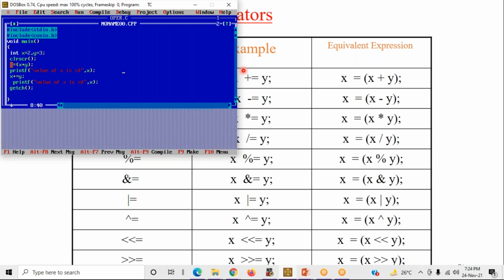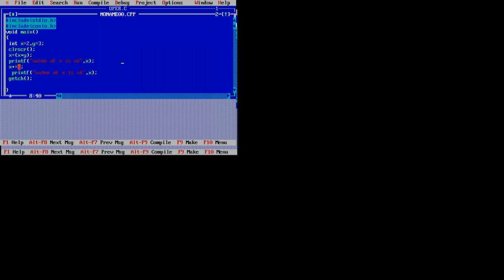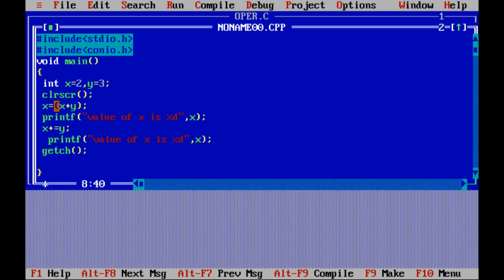So x is 2 and y is 3. So 2 plus 3 is 5. 5 will be moved to x. So the value here should be 5. Good. Next. What I'm writing here is the same statement using arithmetic operators, x plus equal to y. Now what we should compare is both the equations; this equation and this equation should return the same result. That is what we need to check.